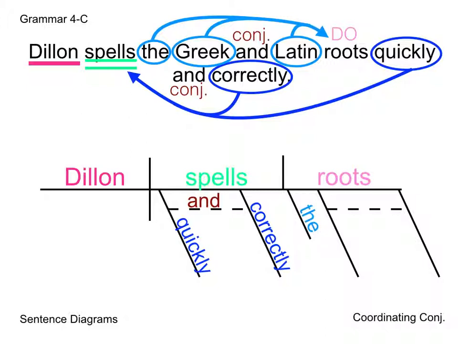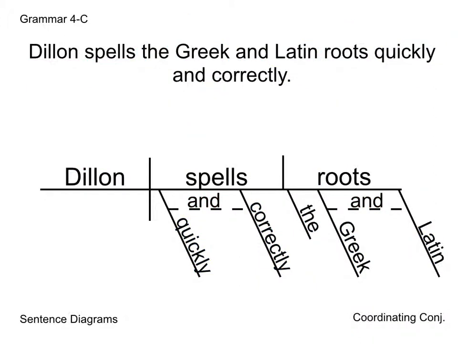We then have our article, our special adjective, and then we have our other two adjectives that are being coordinated by our conjunction and. And that's going to be how you will diagram all sorts of coordinating conjunctions with either adverbs or with adjectives.